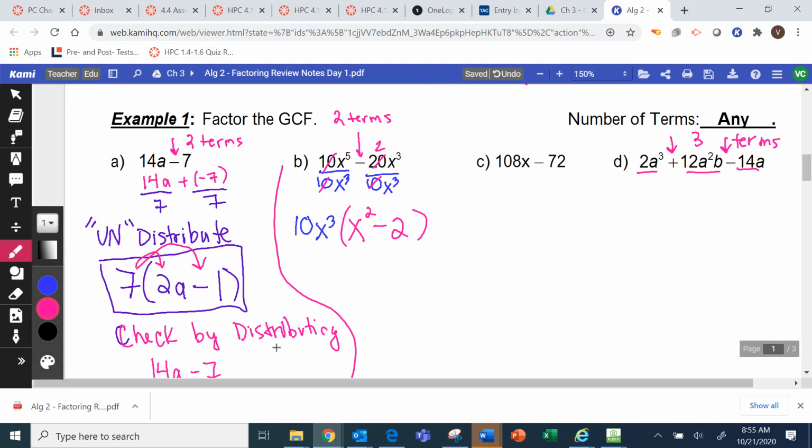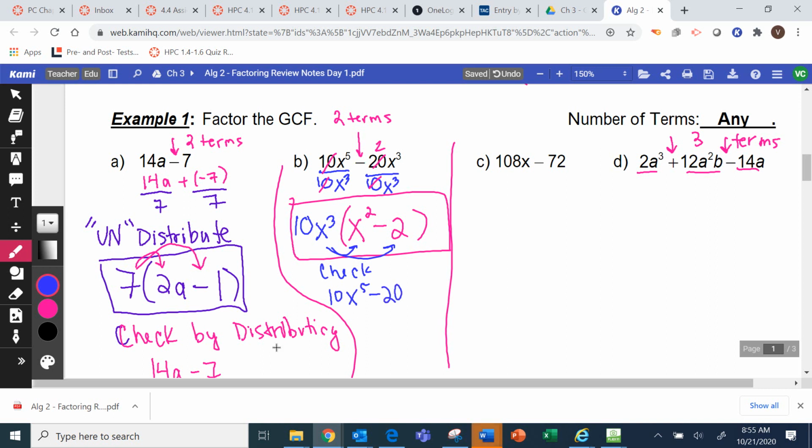Now we look at x squared minus 2. Does that have anything in common? Does an x squared and a minus 2 have anything in common? No. So that is my factored answer. You can check it by distributing it back. 10x to the 5th minus 20x to the 3rd. That's how you can check it. All right, the next one.